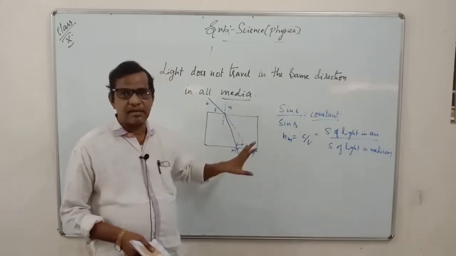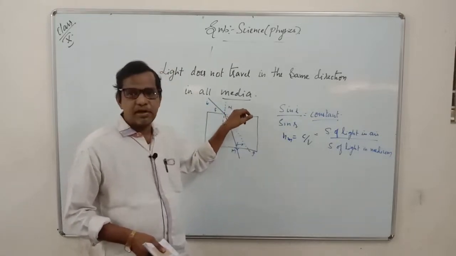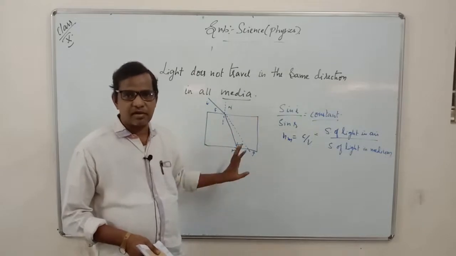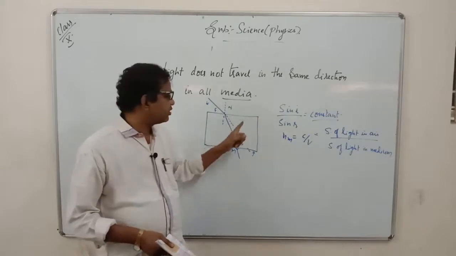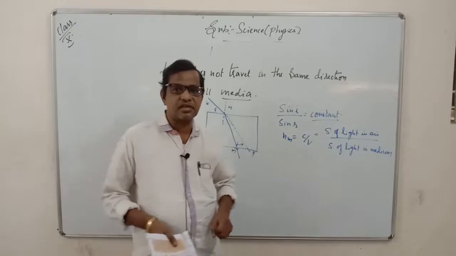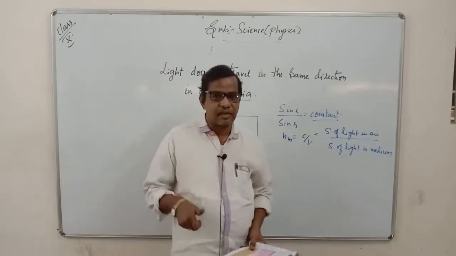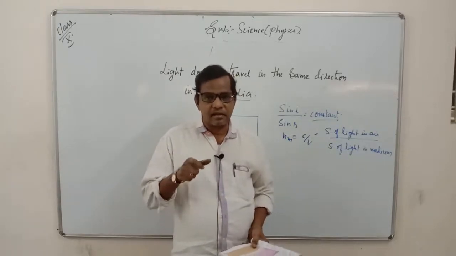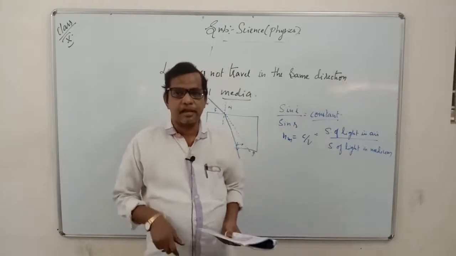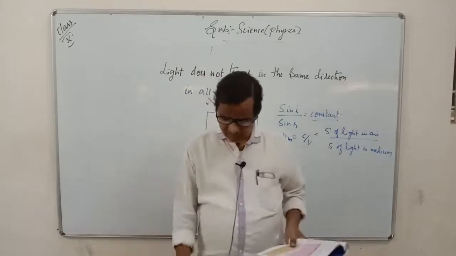The medium may be anything. I told you, the medium may be air, glass or whatever it is. When the light is coming from one medium to another medium, there will be a slight deviation in the direction of the light, and that is counted in the refractive index of the medium.